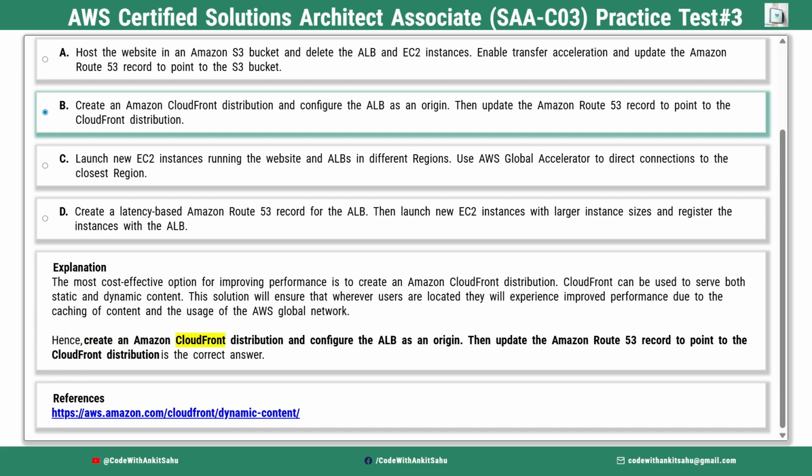Hence, create an Amazon CloudFront distribution and configure the ALB as an origin. Then update the Amazon Route 53 record to point to the CloudFront distribution is the correct answer. References.